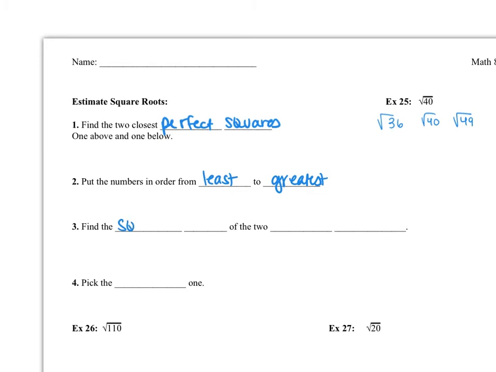And then I'm going to find the square roots of the 2 perfect squares. So the numbers that you actually know the square roots of, go ahead and find those. And so in this case, the square root of 36 is 6, the square root of 49 is 7. So I know that the square root of 40 would be somewhere between 6 and 7. And then if I had to pick which one it was closer to, I would pick 6 because 40 is only 4 spaces away from 36, where 40 is 9 spaces away from 49. So you could say that this is between 6 and 7, but closer to 6.